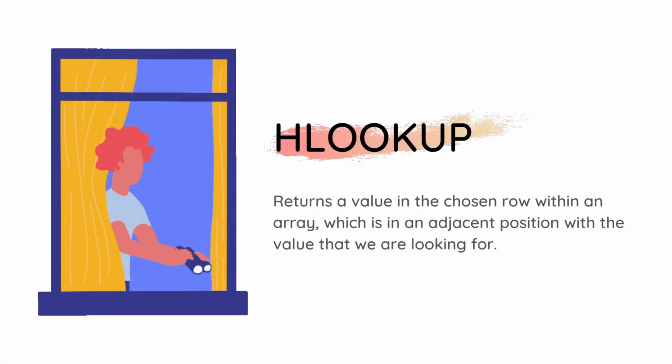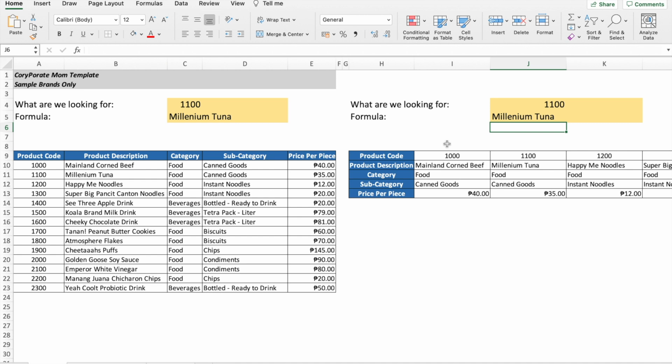We'll move on to the next function, which is the Hlookup. The Hlookup function, which is basically horizontal lookup, returns a value in the chosen row within an array, which is in an adjacent position with the value that we are looking for. Unlike the lookup function a while ago, we are limited to finding a result within rows only. Let's reset our formula and lookup values in cells J4 and J5.